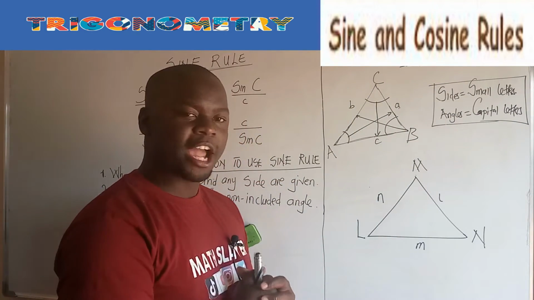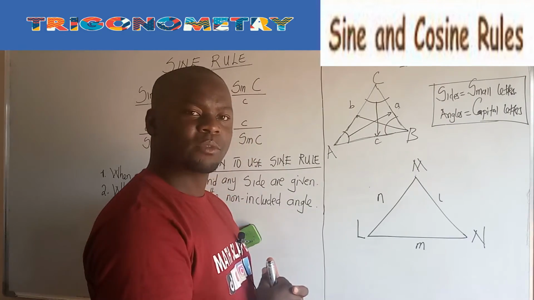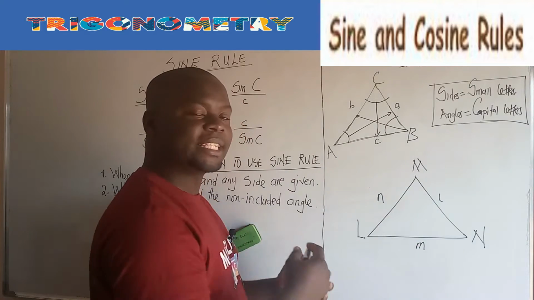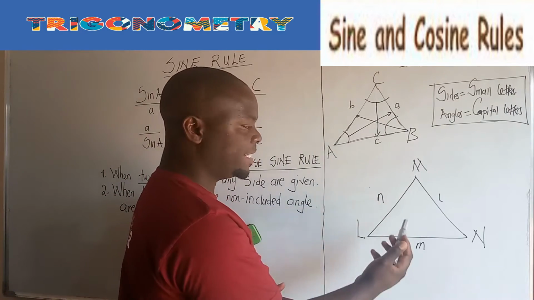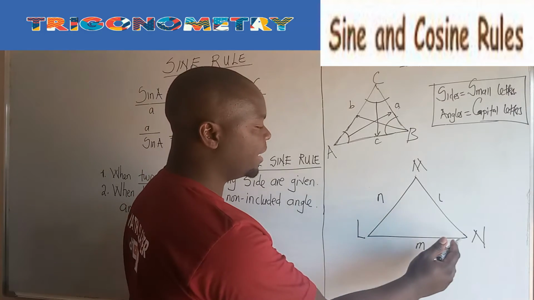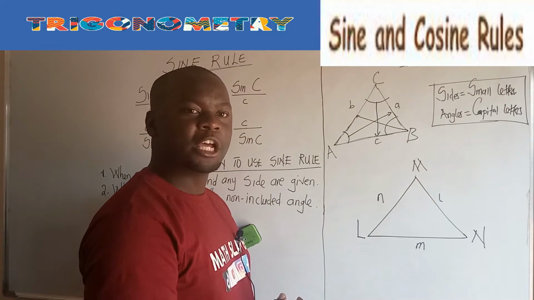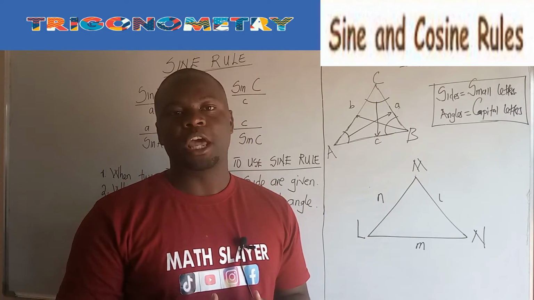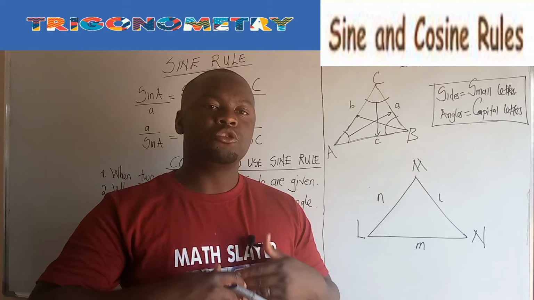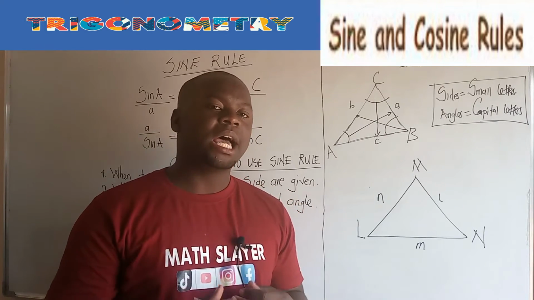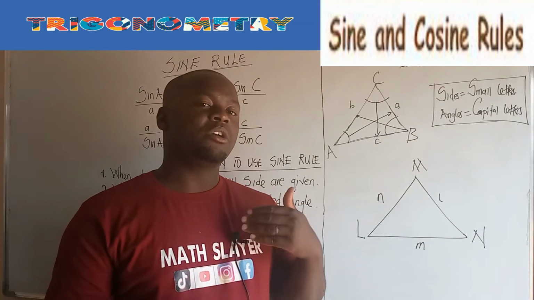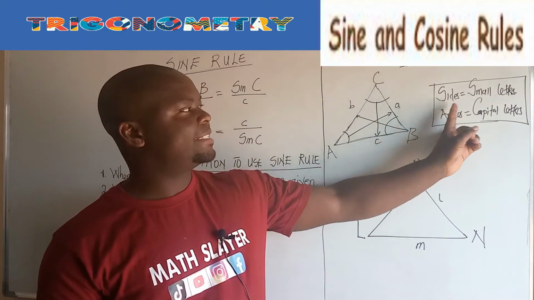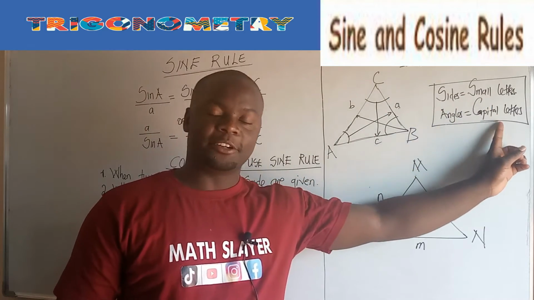We also have this triangle which is LNM. With this triangle, as usual, the side opposite to angle L is small letter l. The side opposite to angle M is small letter m. And the side opposite to angle N is small letter n. You are supposed to know this terminology that we use when we are calculating, so that it can be easy for you to come up with the appropriate formula that you need to apply, whether you are using sine rule or cosine rule. Don't forget: sides, small letters; angles, capital letters.